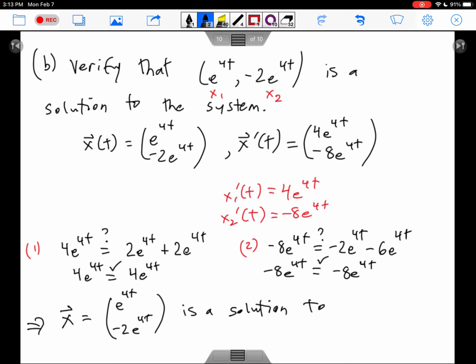You can write it as a column 2 vector like this, or you can write it as a horizontal regular vector on the top, right? Like the problem gave us. Either way is fine. So this is a solution to the system.